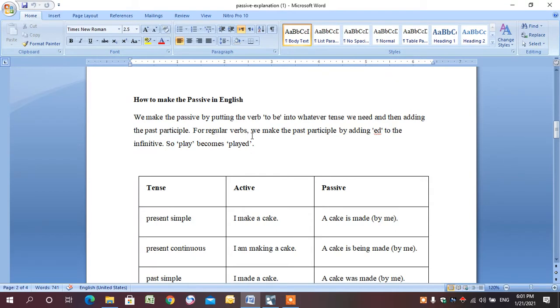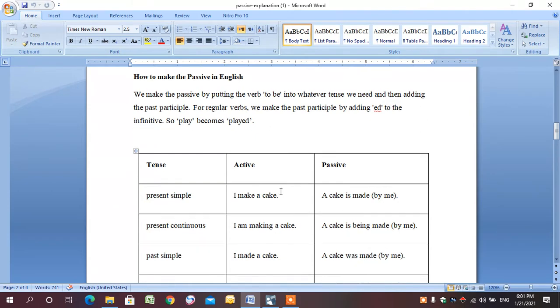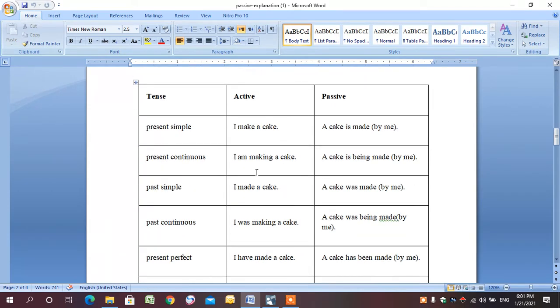For regular verbs, we make the past participle by adding, of course, ed to the infinitive. So for example, play becomes what? Played. But we have other irregular verbs that you have to study the past participle of. So let's go through the tenses and see how we can change them from active to passive.